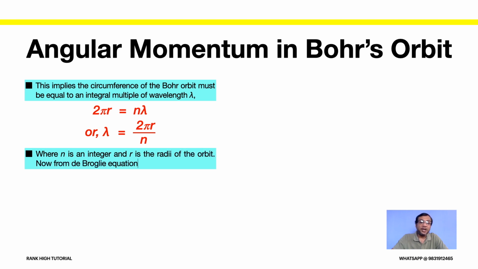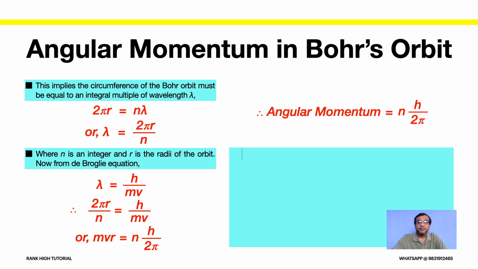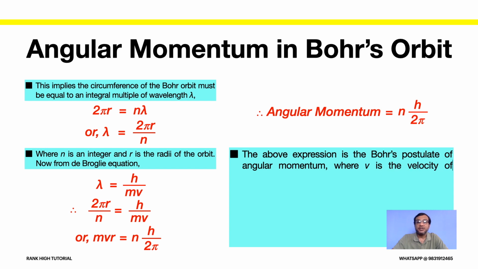Now from the de Broglie equation we get lambda equal to h by mv, or we can write 2 pi r by n equals h by mv. From this expression we can get the value of angular momentum, that is n h by 2 pi. The above expression is Bohr's postulate of angular momentum, where v is the velocity of electron and n is the principal quantum number.